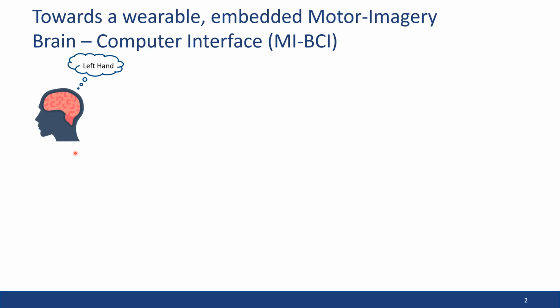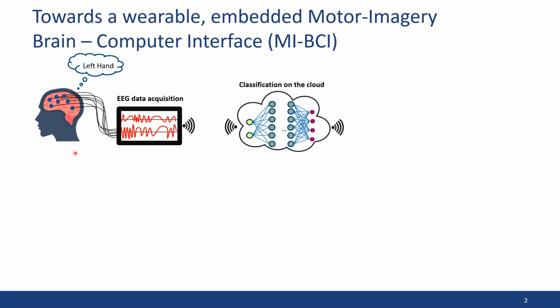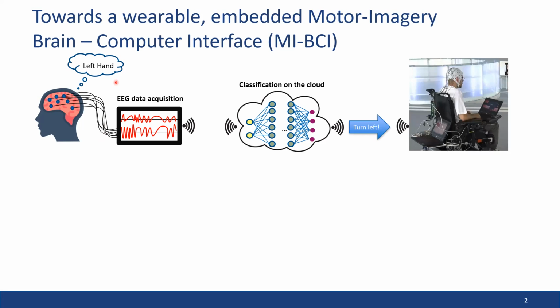So as soon as a person is thinking, for example, about the left hand, we record the brain activity with electroencephalography or EEG. And then we can send a part of this EEG data, for example, to an external cloud or a server, which can do the classification for us. Hopefully, it will then do the right classification and predict the left hand and can send a command, for example, to a wheelchair for steering the wheelchair for a paraplegic user.